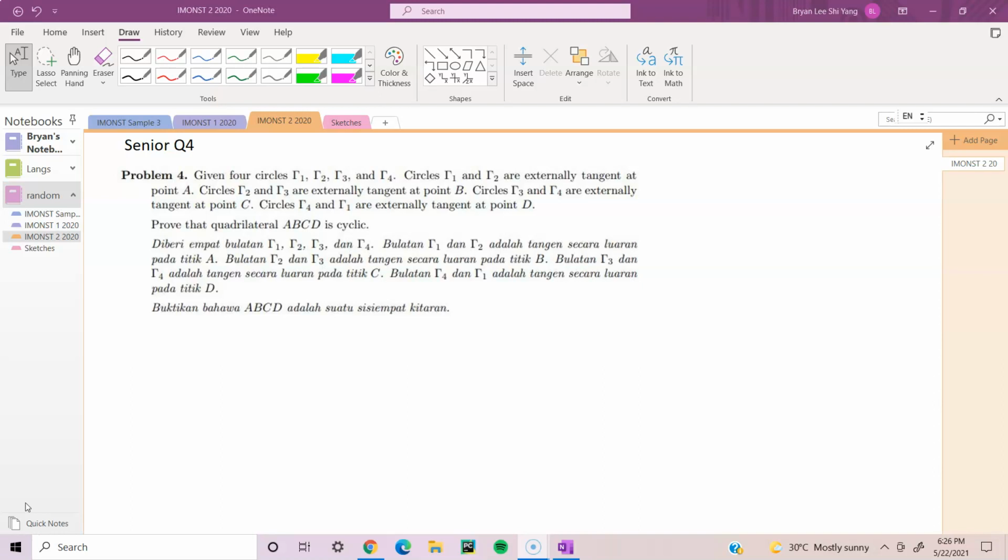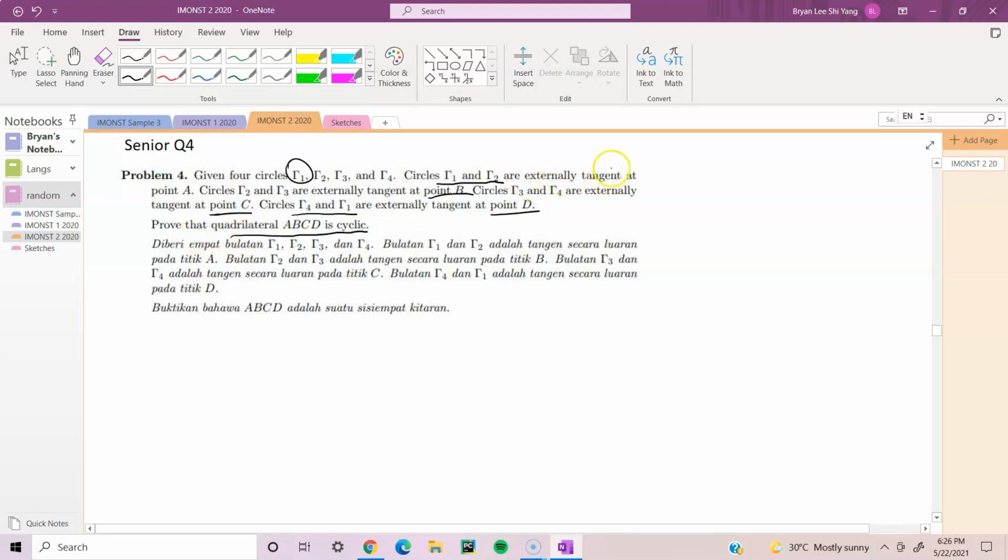Given four circles, gamma 1, gamma 2, gamma 3, and gamma 4. Circles 1 and 2 are externally tangent at point A, and then the same thing repeats. Circles 2 and 3 are externally tangent at point B. Circles 3 and 4 are externally tangent at point C. Circles 4 and 1 are externally tangent at point D. Then prove that quadrilateral ABCD is cyclic.